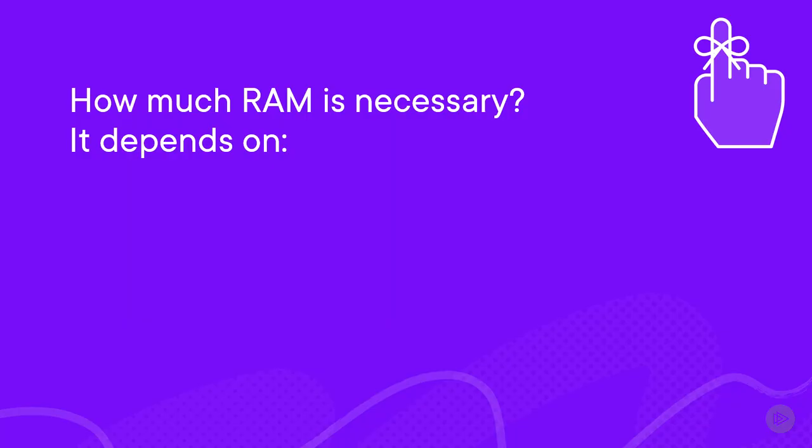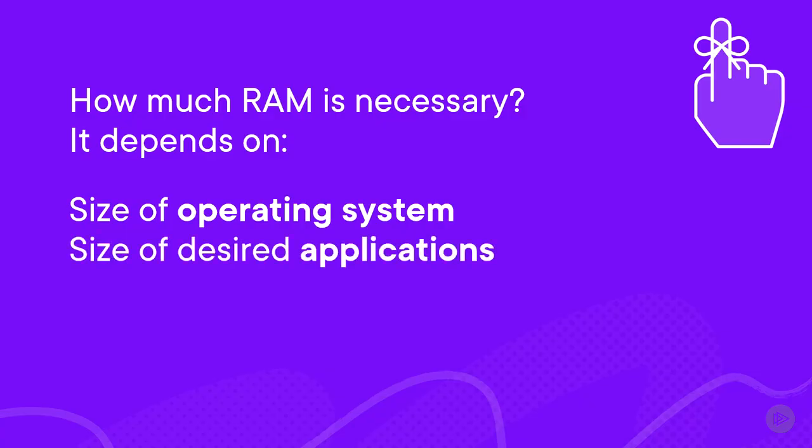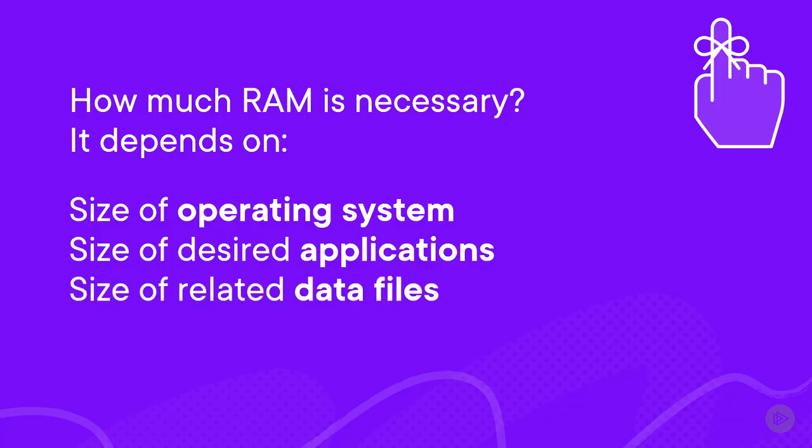Well, the big question about RAM is, how much do I need? It's tempting to fall back on a general number such as 16 gigabytes, but if we want to be precise, the right amount for a given device depends on the size of the operating system. For example, Linux needs a lot less RAM than, say, Windows does. The size of the apps we want to run. A word processing program needs a lot less RAM than a 3D animation program. The size of the related data files, because they need to live in RAM too.